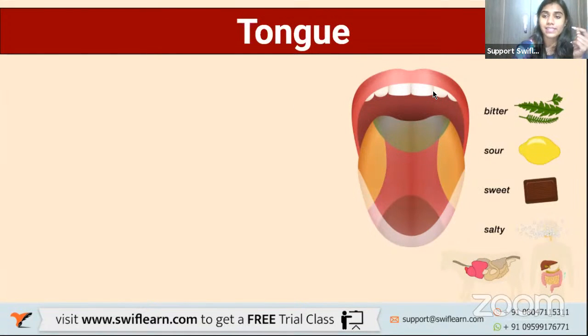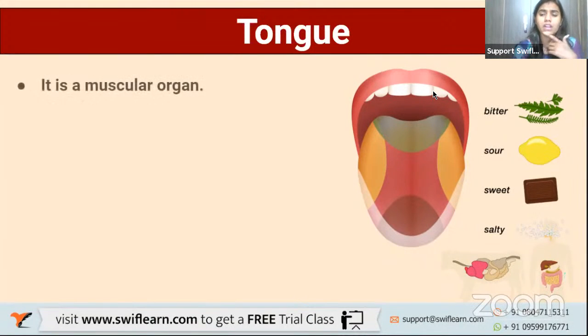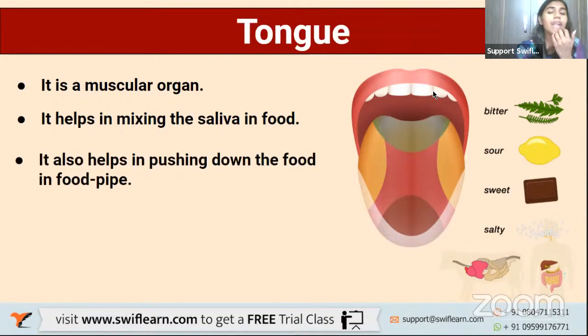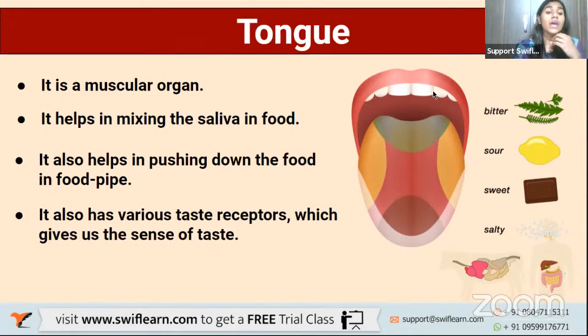Now, tongue. Your tongue has different kinds of taste buds to feel different kinds of taste, whether it is bitter, sour, sweet, salty. All these taste buds are present in your tongue. Tongue is a muscular organ. It helps in mixing the food with saliva. It also helps in pushing the food to the food pipe or the esophagus. It also has various taste receptors, or taste buds, for different kinds of taste, whether it's bitter, sour, sweet or salt. We feel food, right? Sometimes you eat food, you feel sweet. Why? Because of the taste receptors that are present in your tongue.